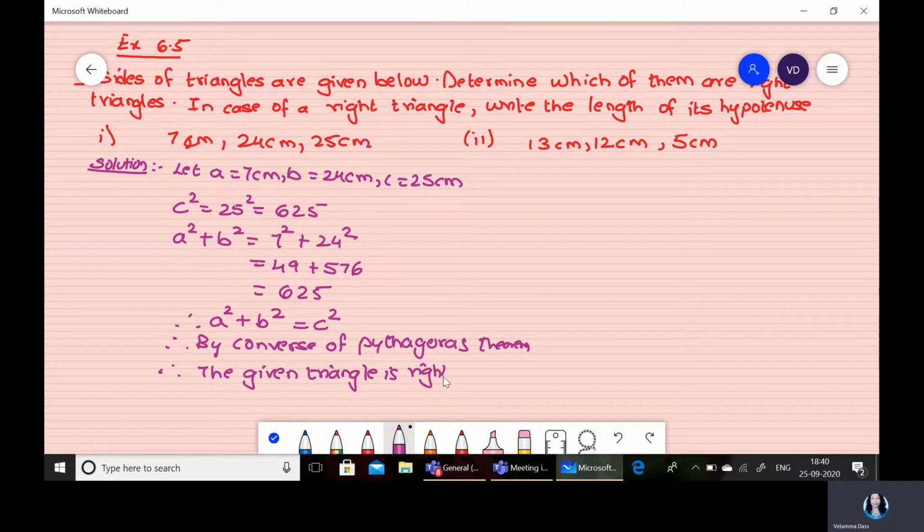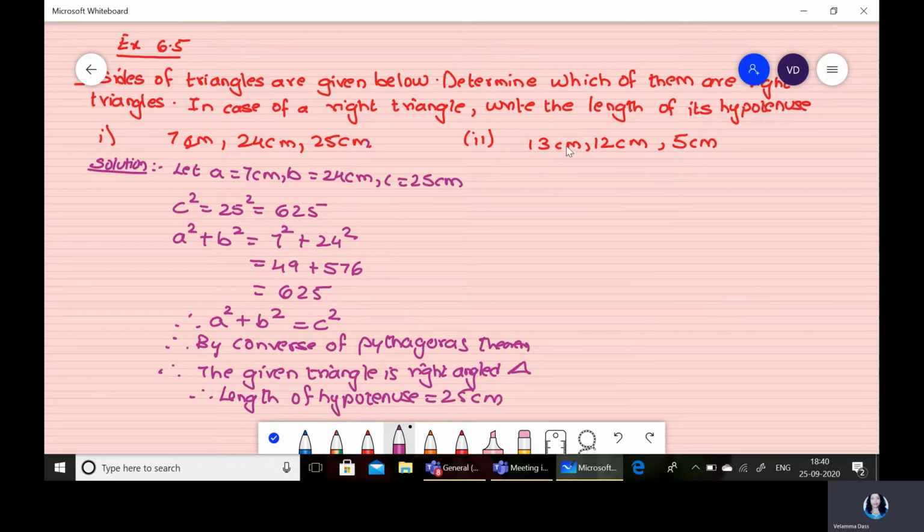So if it is a right angle triangle, then you have to find the length of the hypotenuse. And here the length of the hypotenuse is 25. Therefore, the length of the hypotenuse is 25 cm. I hope this is very simple and it's clear.